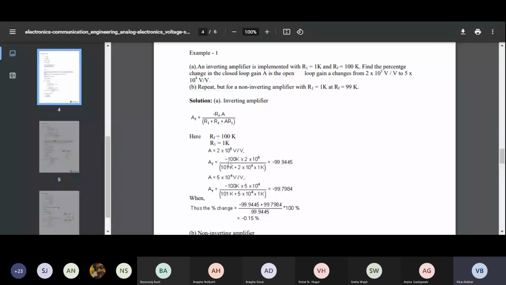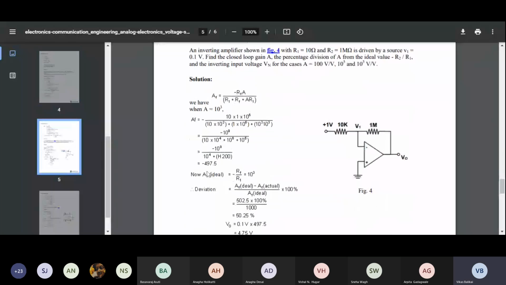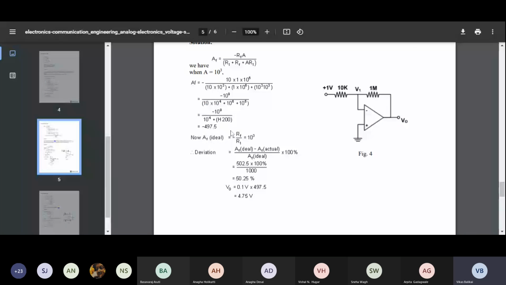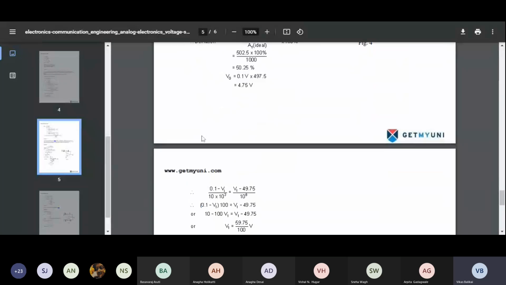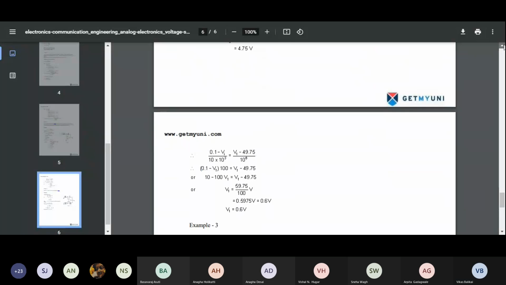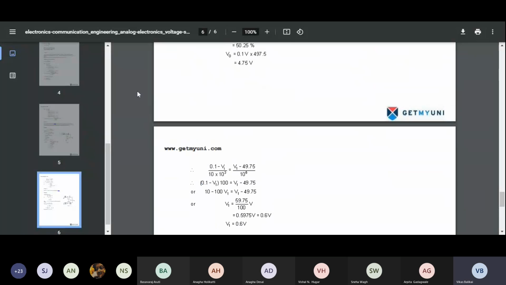In this example he is asking for the percentage deviation between the ideal value and the exact value. Look here, in the question he is asking the percentage deviation of A from its ideal value. So ideal value and exact value. So ideal value is 10 raised to 3, exact value is 497.5, and if I do the division, I'm going to get the result as 50.25%, and that is my final value.